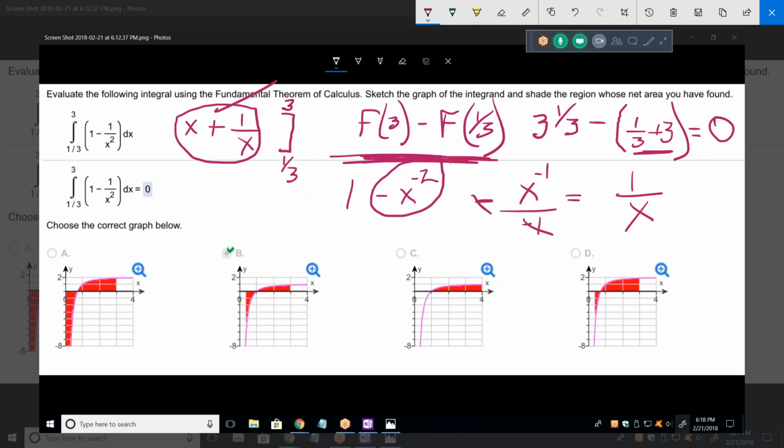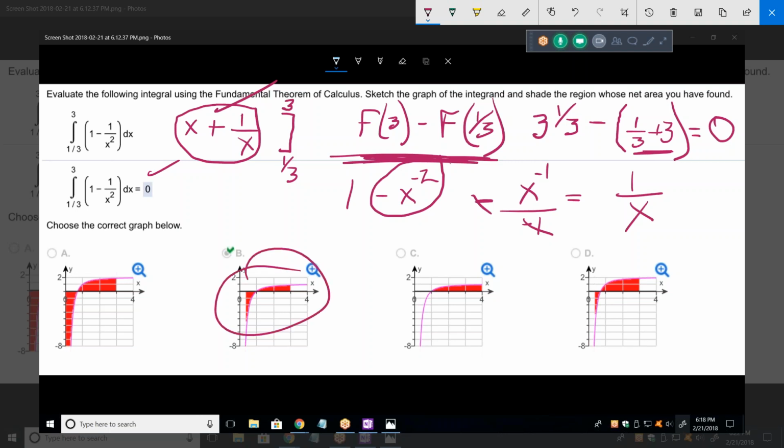So what that tells us, oh, there's the answer. Was that there all along, staring at us? I think it was, yeah. So our only goal is to make sure that when we find a graph where I go from 1/3 to 3, I've got a net 0 area. Okay? Now, where is that?